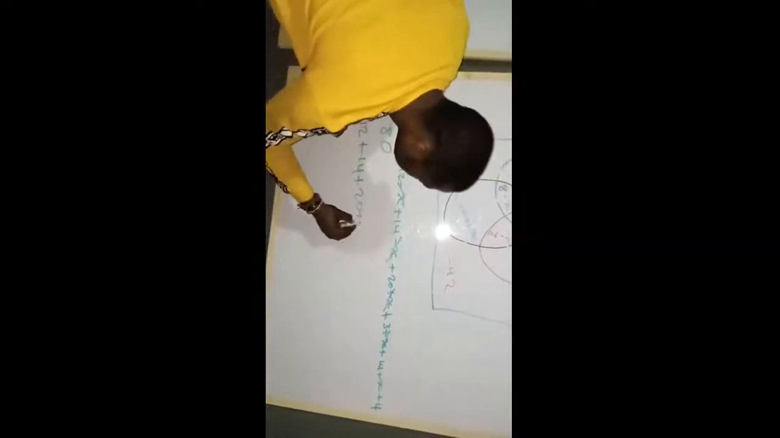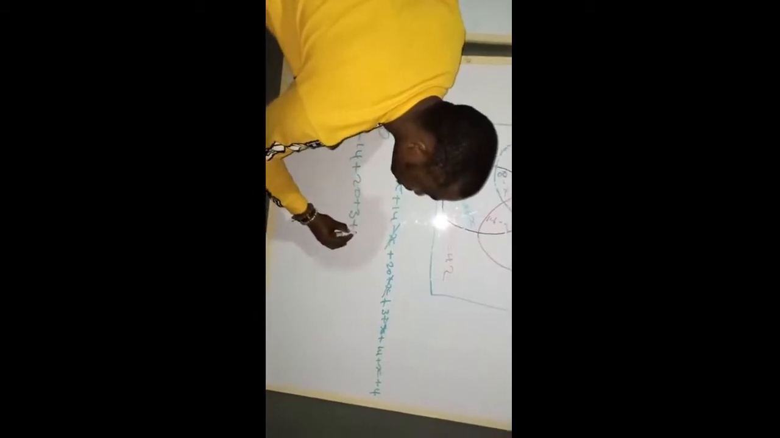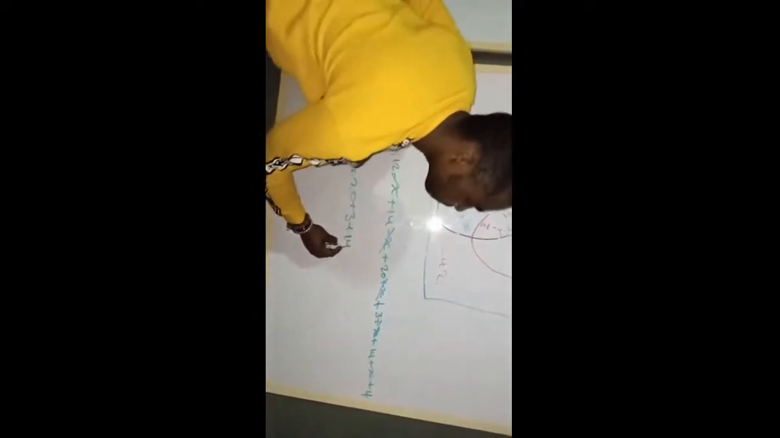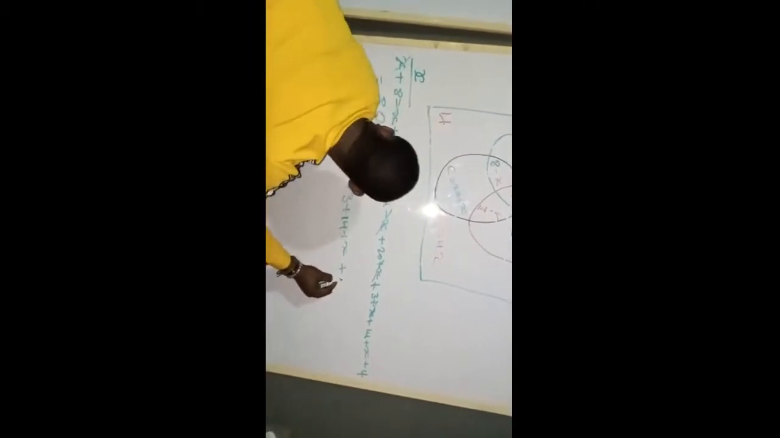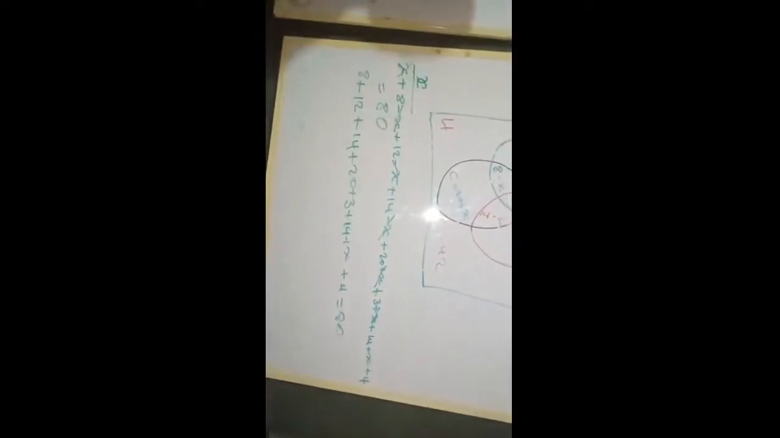plus 3 plus 14 plus 3 plus 14 plus 14 plus x plus 4 is equal to 80, right? Plus 4 is equal to 80.